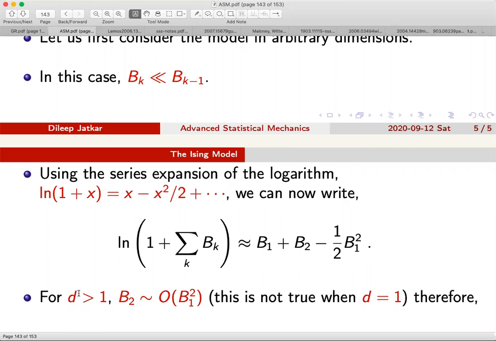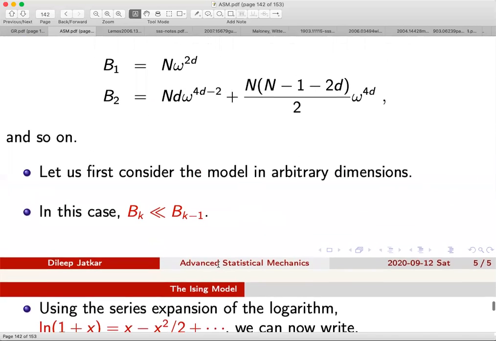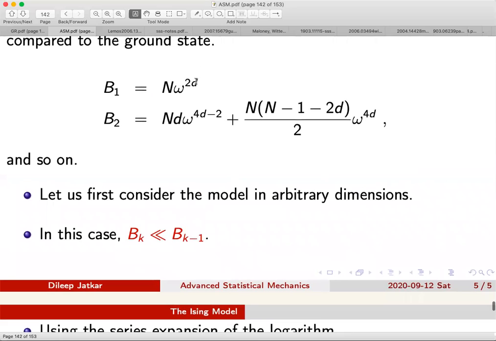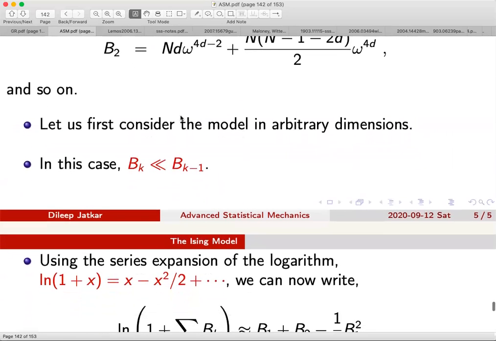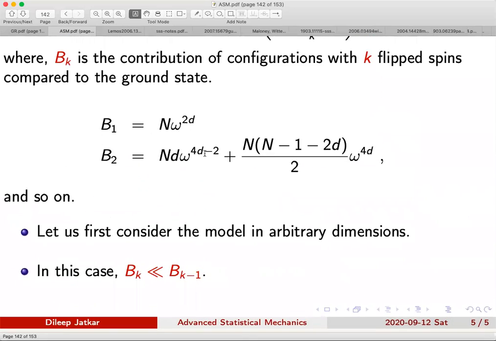So if you are looking at d greater than 1, then B2 is of order B1 squared. This is omega to the 2d and this is omega to the 4d, or 4d minus 2, but roughly this quantity is still close to being a square. As against d equals 1, where this doesn't happen, because if d is equal to 1 and assuming that this power is correct, then this goes as omega squared, and this also goes as omega squared. So that is the reason why I think this power is correct actually. That is a crucial point of the argument.